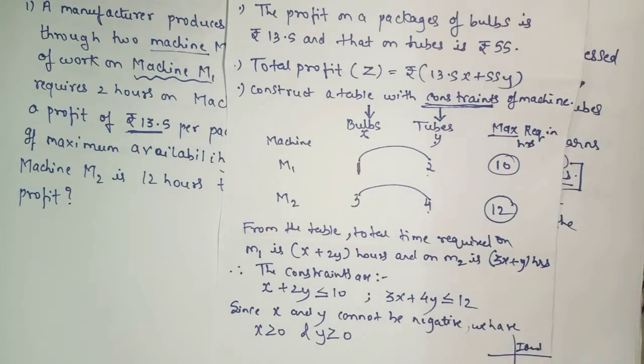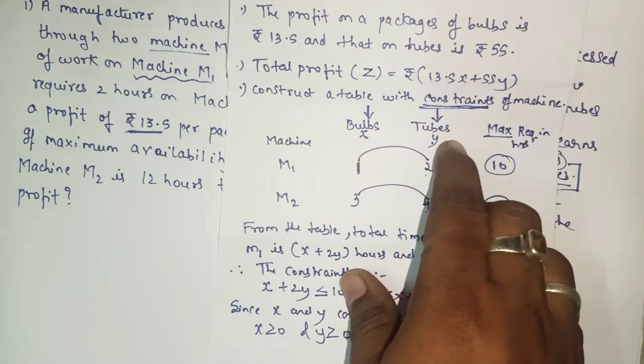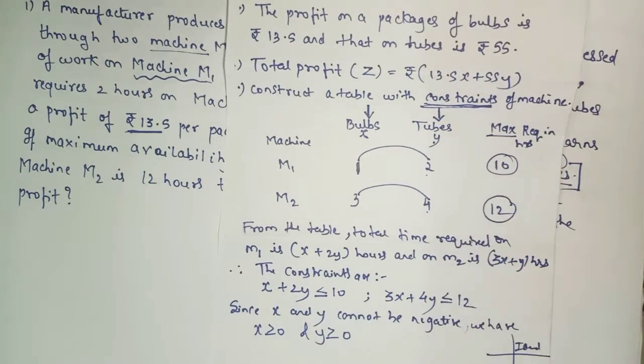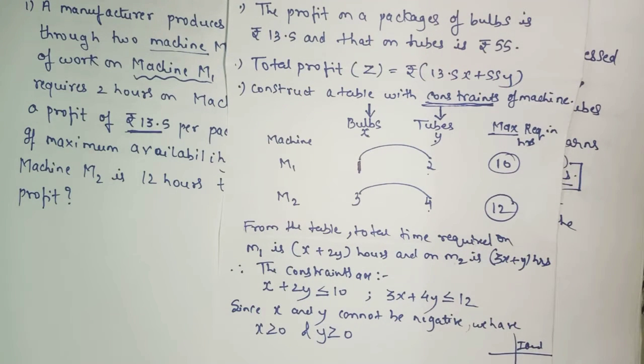And from this statement sum, we come to the conclusion that the sum is based on bulbs and tubes. For bulbs we took x, and for tubes we took y. So x and y, the bulbs and tubes, cannot be negative, yes or no? The number of bulbs and tubes cannot be negative. Of course the values of x and y, the coordinates, will be greater than or equal to 0 only.